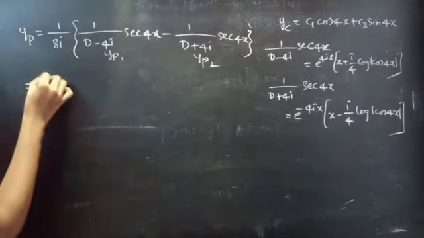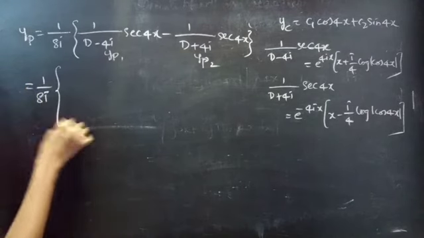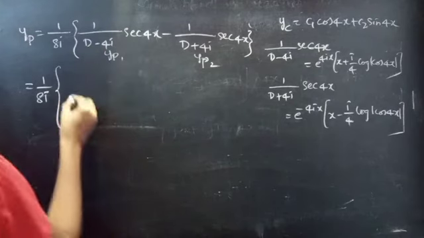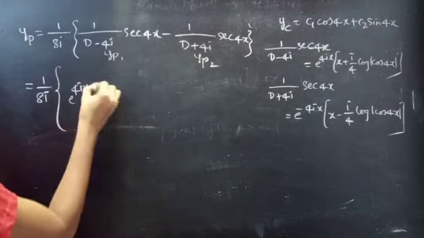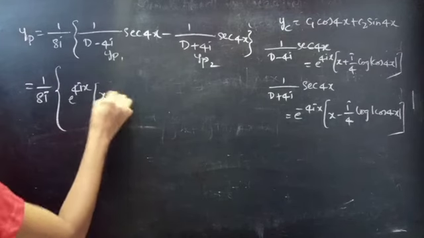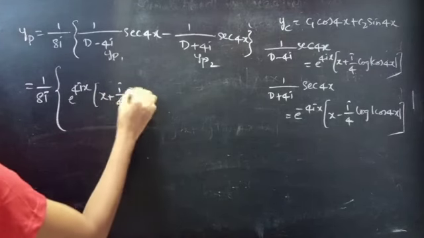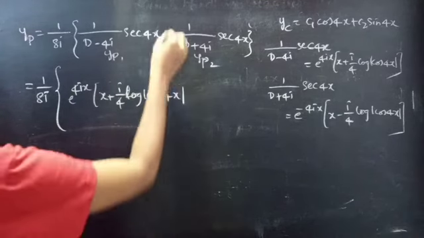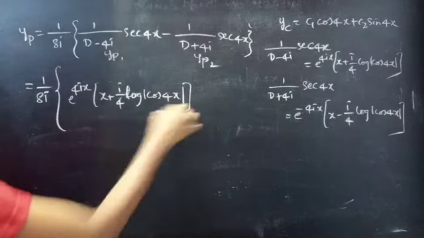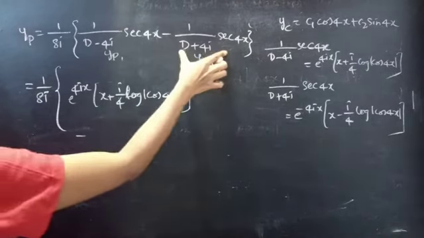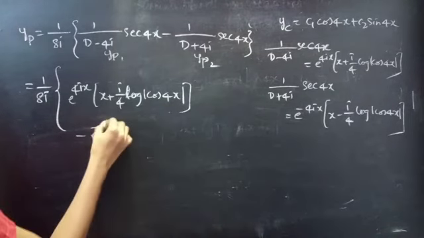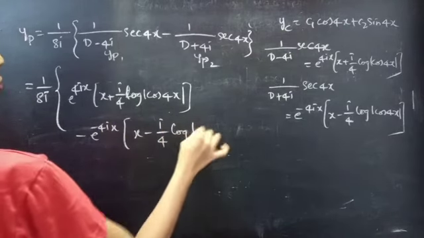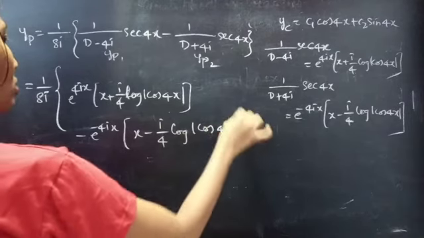This becomes 1 by 8i into, write the result obtained from the first one, e power 4ix into x plus i by 4 log mod cos 4x, minus the result obtained from the second one, e power minus 4ix into x minus i by 4 into log mod cos 4x.